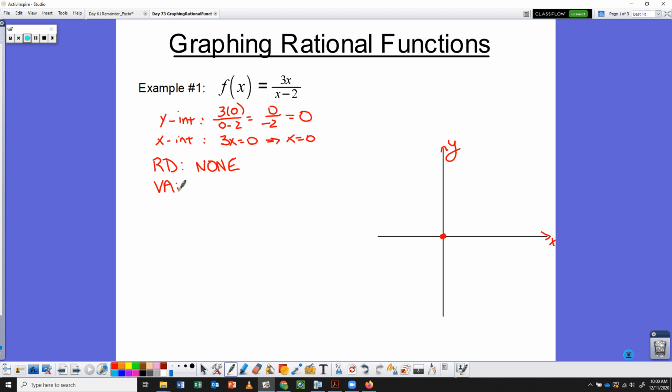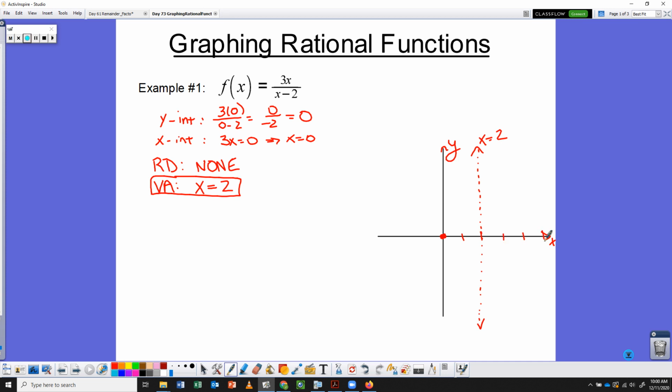Vertical asymptotes are found by setting your denominator equal to 0, and if you set the denominator equal to 0, you're going to find out that x equals 2 is a vertical asymptote for your problem. So if I go to where x equals 2 and I draw in a vertical dotted line, don't forget to label it, x equals 2.